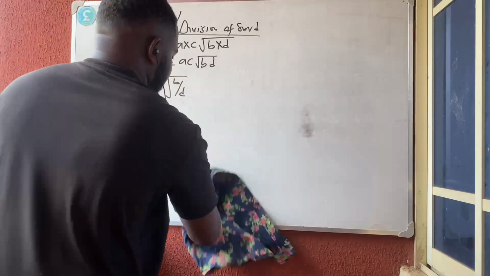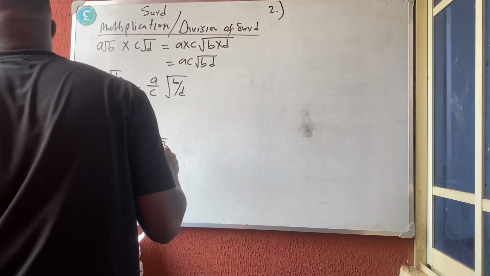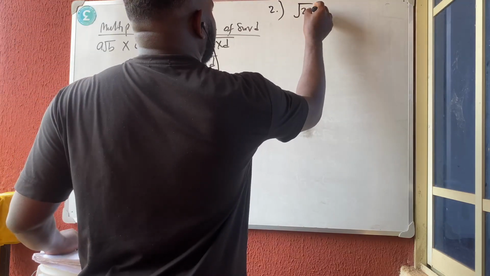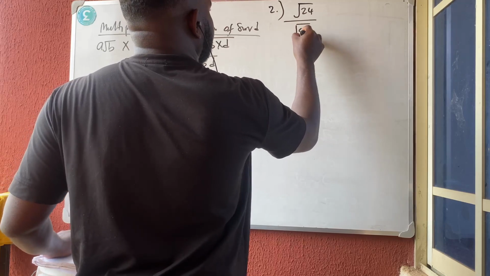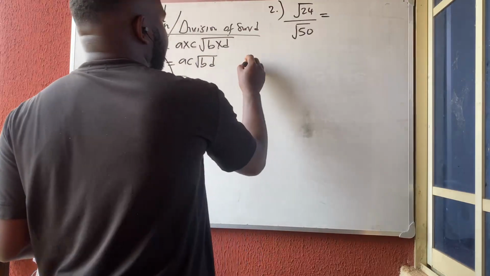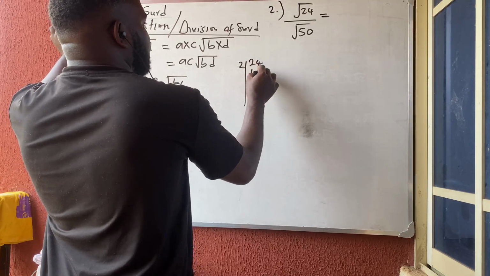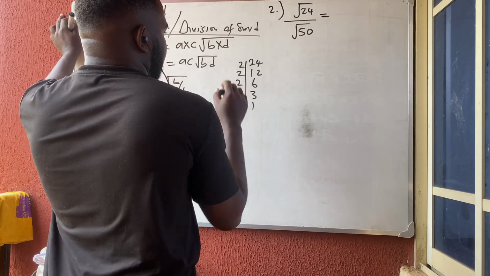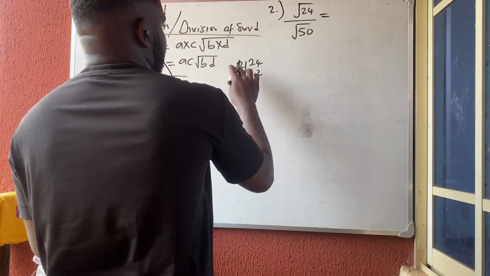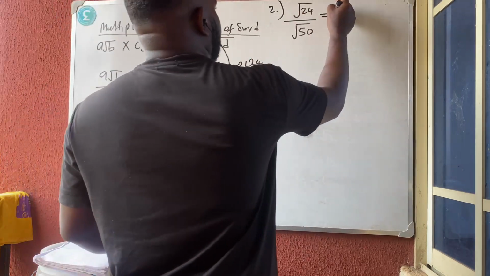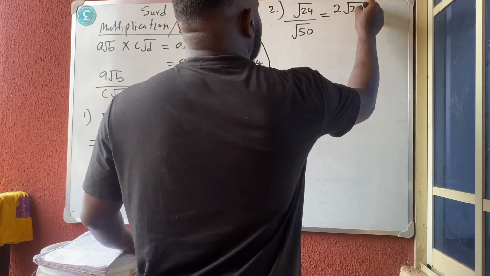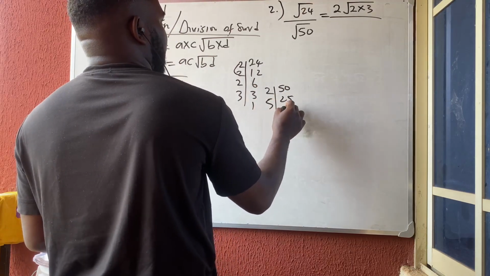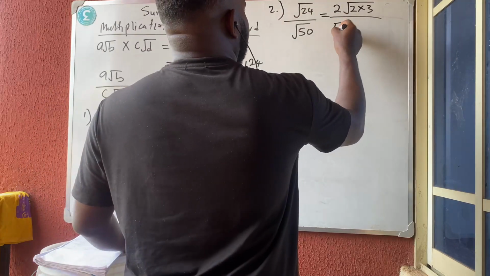So the next one we're going to look at, example two, is root 24 over root 50. Okay, before you select to divide, try to know if they are reducible and reduce it. 24, 2 divide 12, 2 divide 6, 2 divide 3, 3 divide 1. So I'm having 2, then 2 times 3. So for 50, I'm having 2, 25. 5, 5, 5, 1. So 50 is giving me 5 root 2.